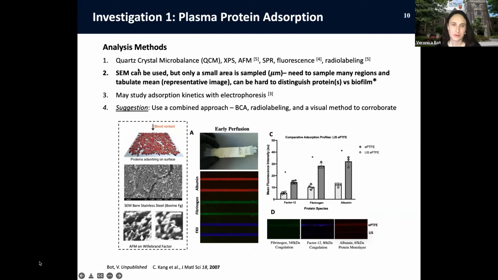So you could use quartz crystal microbalance or QCM, atomic force microscopy or AFM, radio labeling. You can use an assay like BCA. There are a number of approaches, and it's good to use a combined approach, I would say. And SEM can be informative for protein adsorptibility.